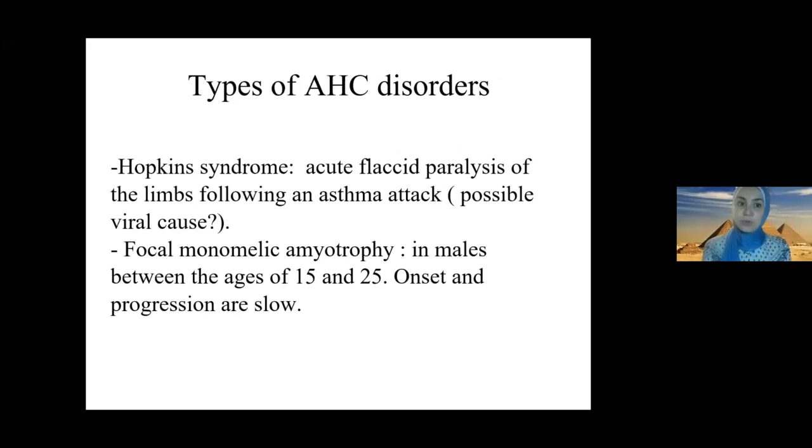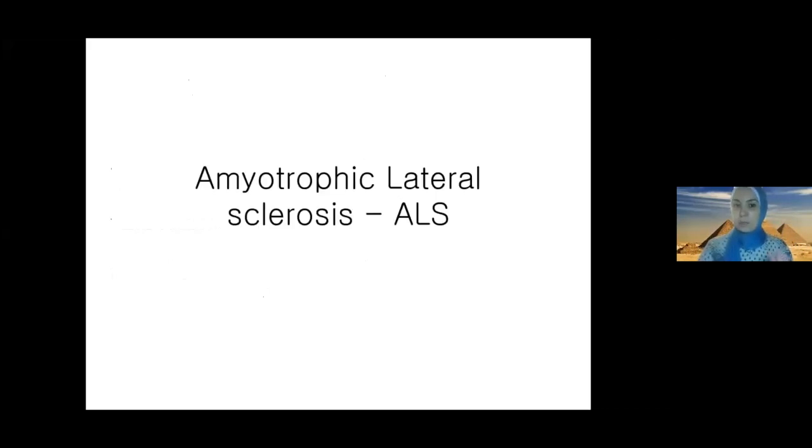Another syndrome we have to look for is focal monomelic amyotrophy. It's just a focal amyotrophy starting in one limb. It's usually in young adults, and the onset and progression are slow. We have to look for this because if I find it in one limb, and I don't find it in any other limbs, I shouldn't really scare the patient. Oh, this is the beginning of ALS, or this is the beginning of type 4 SMA, and you're going to die within years. No, it can be just a focal monomelic amyotrophy.